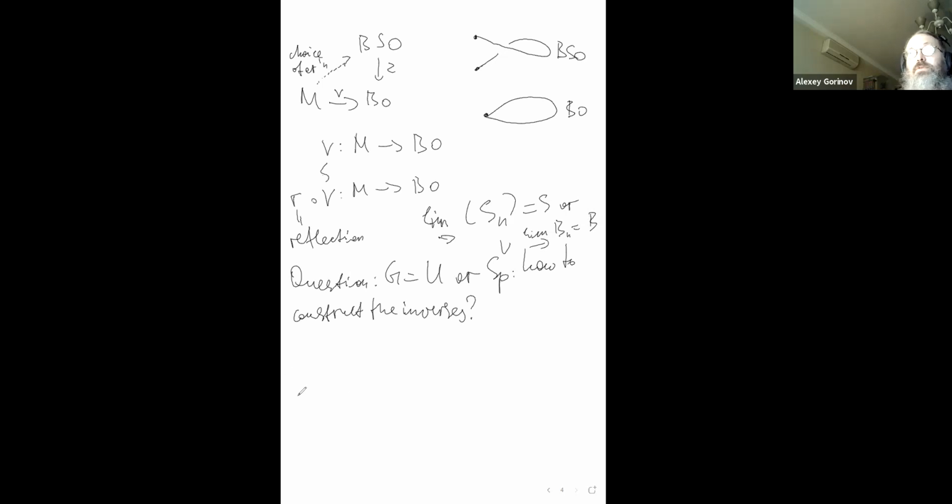Let's briefly talk about the bordism theory. We have defined omega G, but how to define omega G of X? Are there any suggestions?